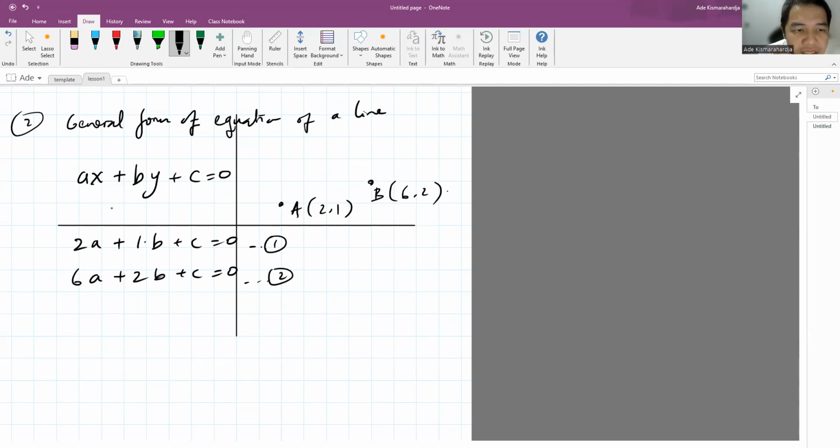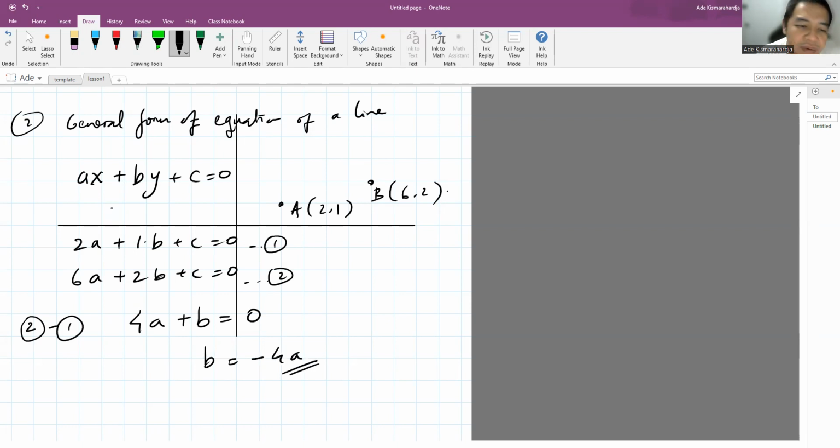First, I will subtract the first equation from the second one. When I do that, we get 6a minus 2a, that's 4a, and then 2b minus 1b, that's b. Now c minus c is 0, right? So I can get b in terms of a. So b is minus 4a.